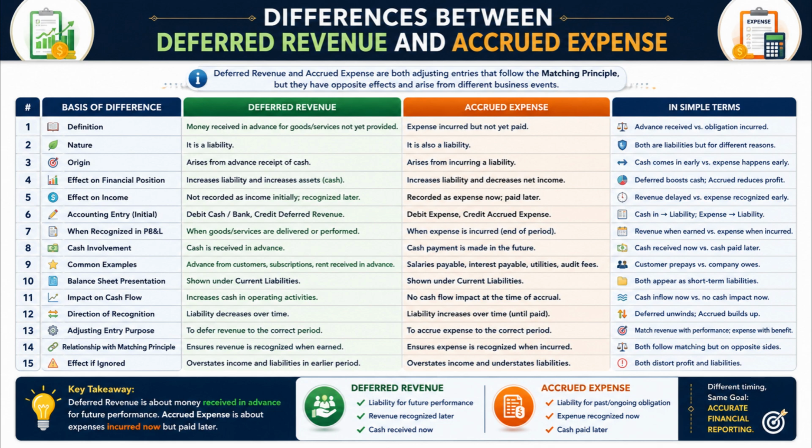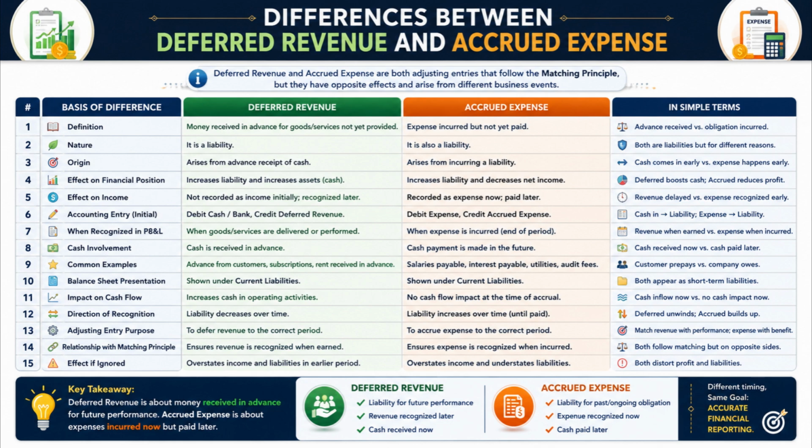Number 7. Deferred revenue is recognized in the profit and loss statement when services are delivered, whereas accrued expense is recognized when the expense is incurred. Number 8. Deferred revenue involves receiving cash in advance, whereas accrued expense usually involves paying cash in the future.